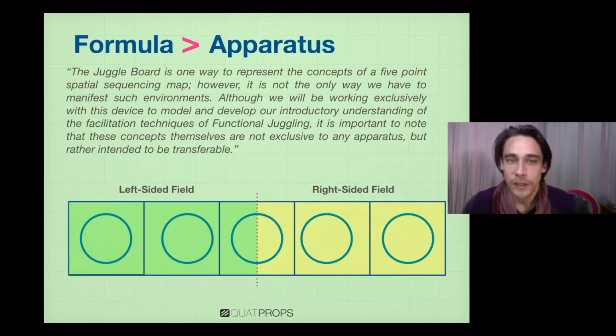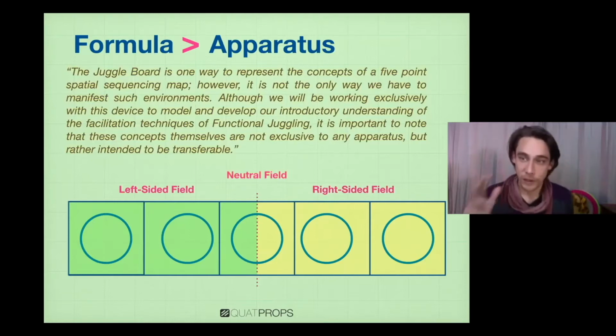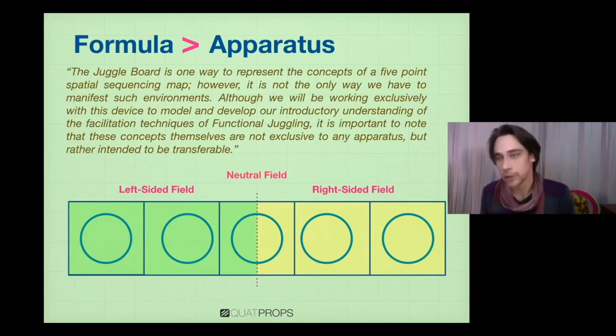So it's important to note that these concepts themselves are not exclusive to any apparatus, but rather intended to be transferable. And the key concept to this structure is just to have 2 sequencing points on either side of the body and 1 in the center, just to drive this idea home. We need a left-sided field of interaction, we need a right-sided field of interaction, and we need a neutral side field of interaction. So if you create an environment that has those 3 ingredients, that's an environment that you can apply the theory of process formations to. That's an environment where you can begin to stimulate and engage experiences of juggling.